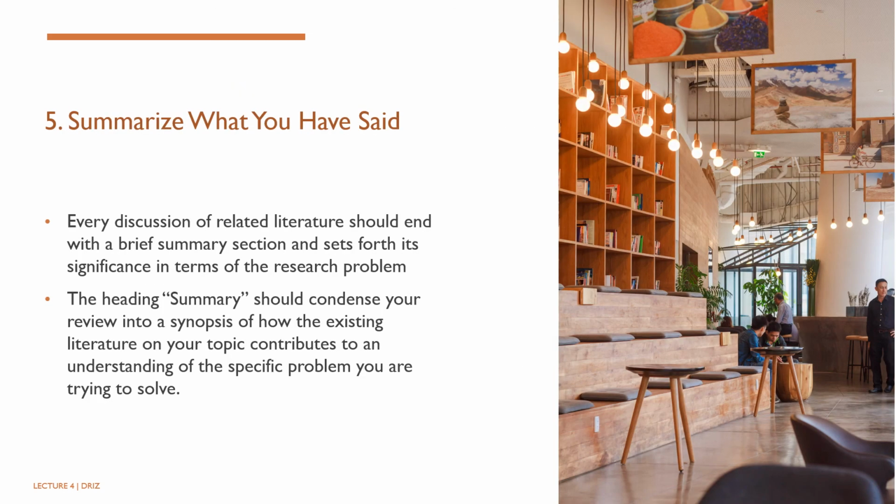Number 5 is to summarize what you have said. Every discussion of related literature should end with a brief summary section or concluding remarks that set forth its significance in terms of the research problem. The heading Summary should condense your review into a synopsis of how the existing literature on your topic contributes to an understanding of the specific problem you're trying to solve.